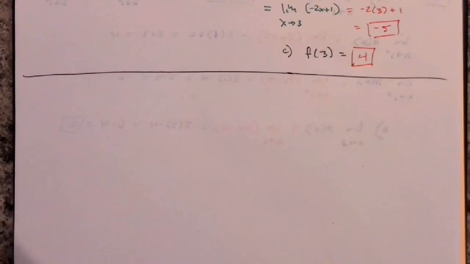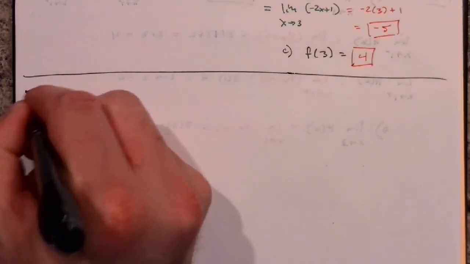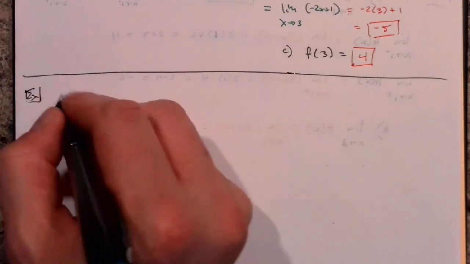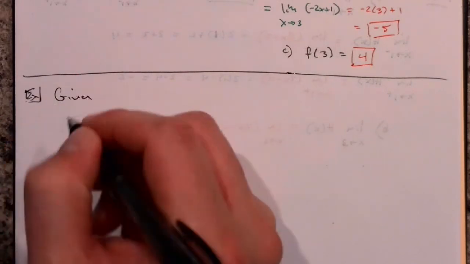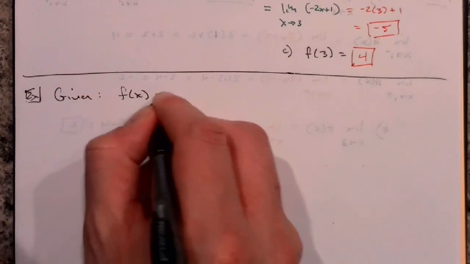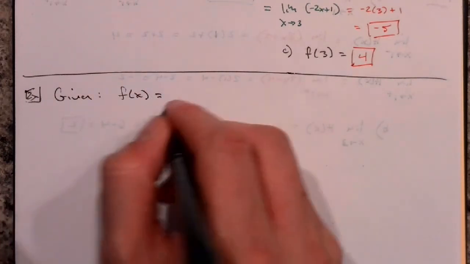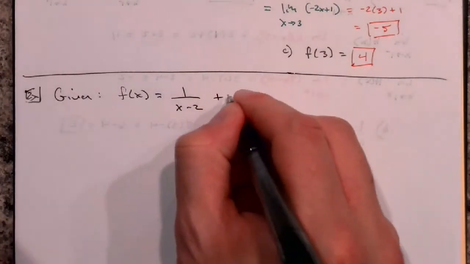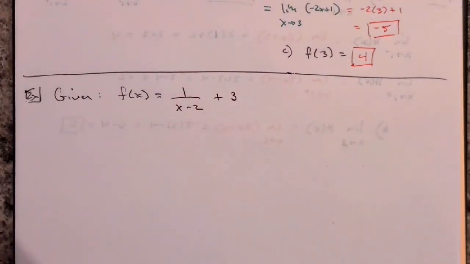If I was to say, given f of x equals 1 over x minus 2, plus 3, and I'll show you what the graph looks like.